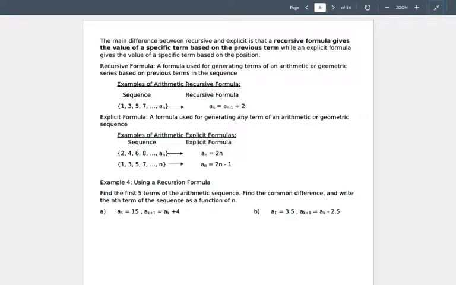Okay, now we're going to talk about recursive formula. Oh, I just completely marked that out, sorry. I was hoping I could make it where it's a little lighter. Okay, so recursive formula, sorry about that.